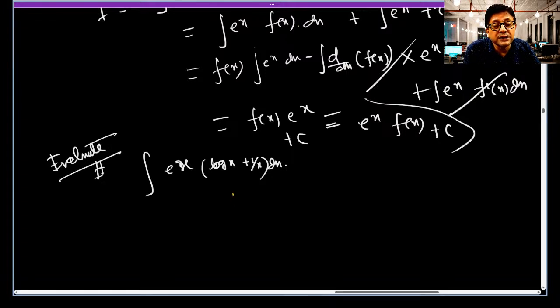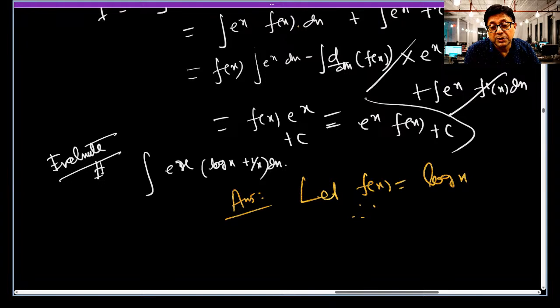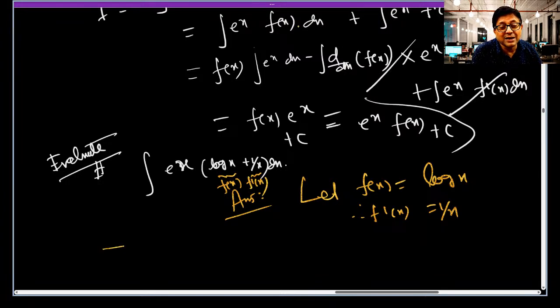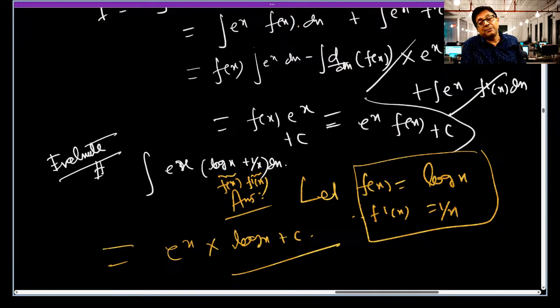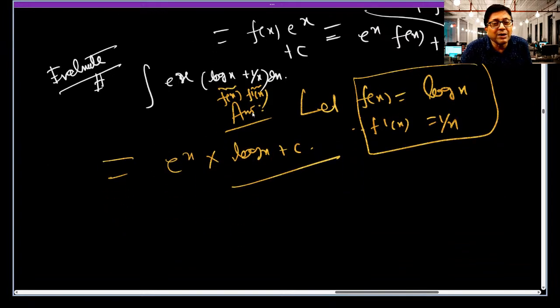See how I am writing the answer here for a descriptive paper. Let f x equal log x. So f dash x is what? 1 by x. So this is f x and this is f dash x. What will be their answer? As you have mentioned which one is f x and which one is f dash x, the answer will be e to the power x log x plus c. You just mention which one is f x, which one is f dash x. You try once.